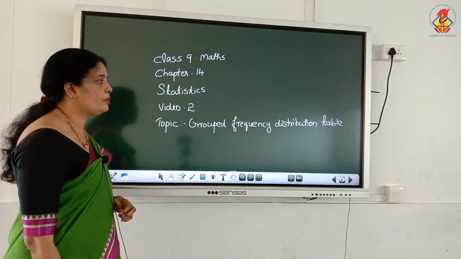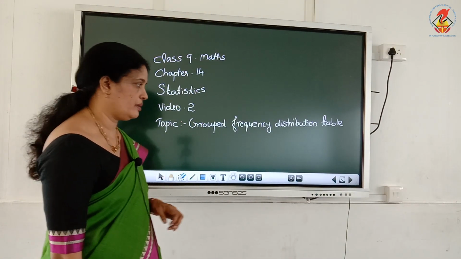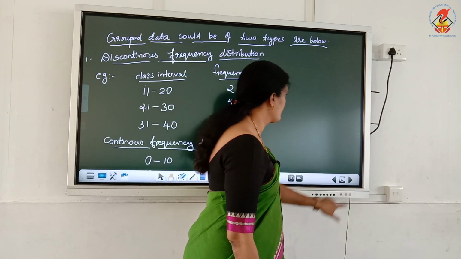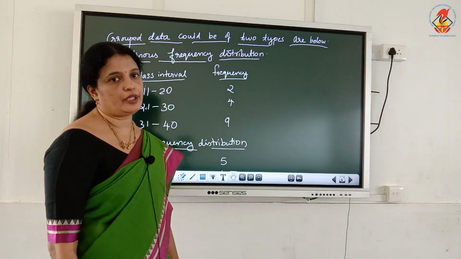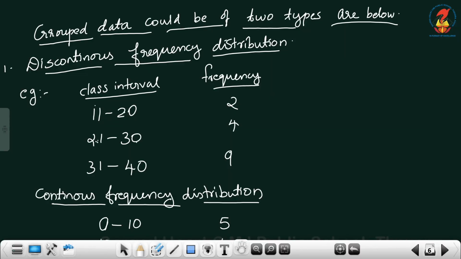Next topic, grouped frequency distribution table. Group data could be of two types. First, a discontinuous frequency distribution, and second, a continuous frequency distribution table. Class interval, for example, 11 to 20, 21 to 30, 31 to 40.